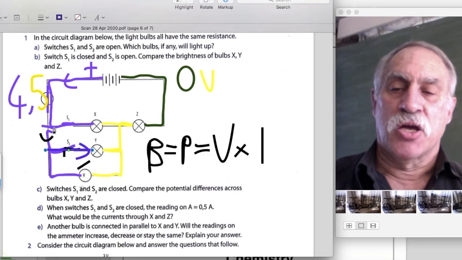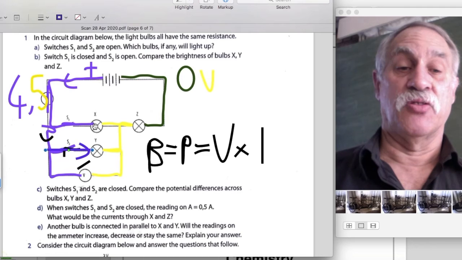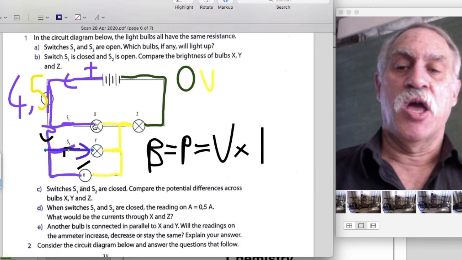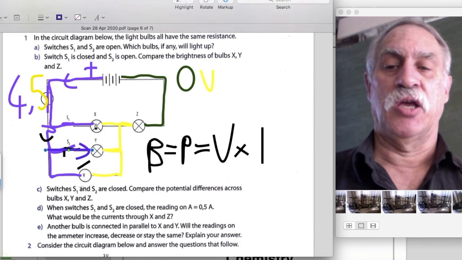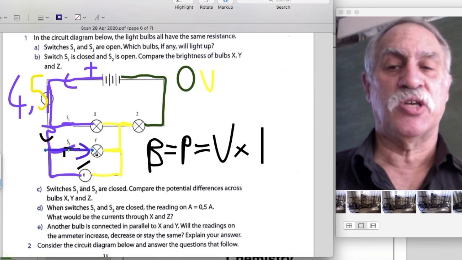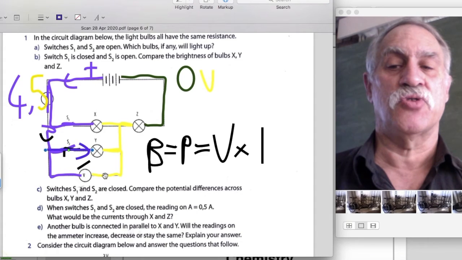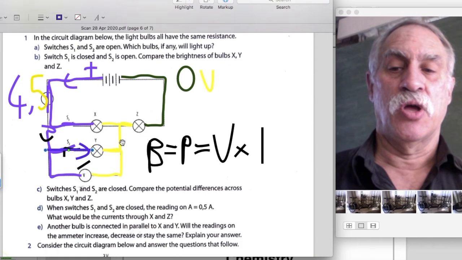Okay, so now what is the brightness going to be? Look, this is actually quite a tricky question. Switches are closed, compare the potential difference. Okay, they just want to know what's the voltage. I know immediately when you've got two resistors in parallel, you always get less resistance than having one resistor. And if you have 3 or 4 resistors in parallel, you get even less resistance. What we call the total resistance of the resistors in parallel becomes less.